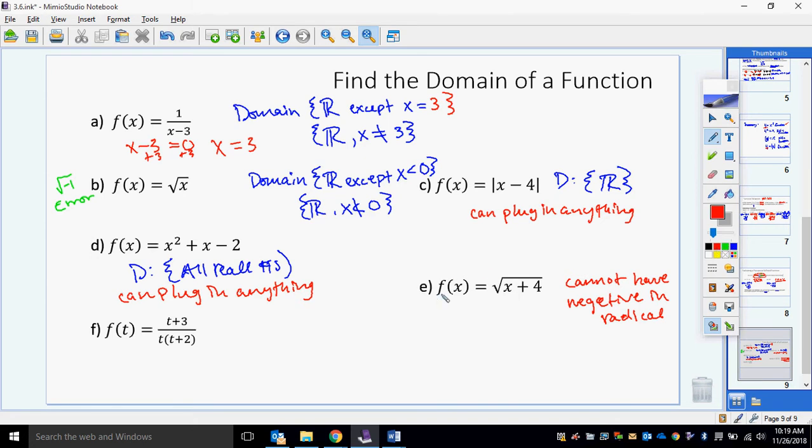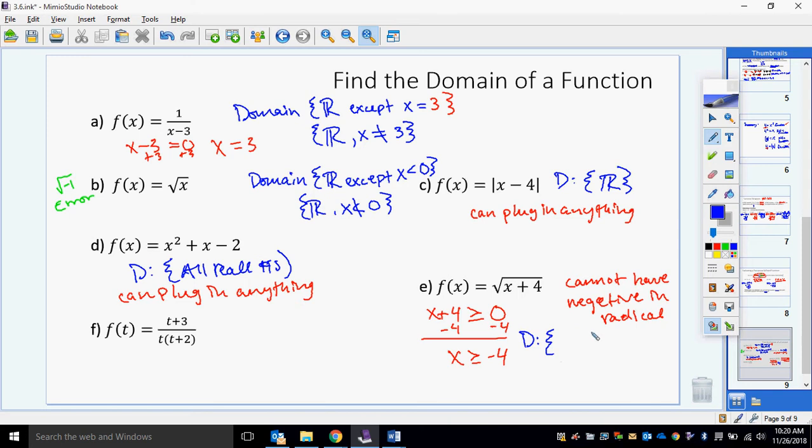So let's set up an inequality that says this under my radical, x plus 4, needs to be greater than or equal to 0. If it was less than 0, then those would be negative values. Okay, so how do I solve for this? Well, I'm going to subtract 4. And I get x is greater than or equal to negative 4. Okay, so any number that's greater than or equal to negative 4, I can plug in. That's my domain.